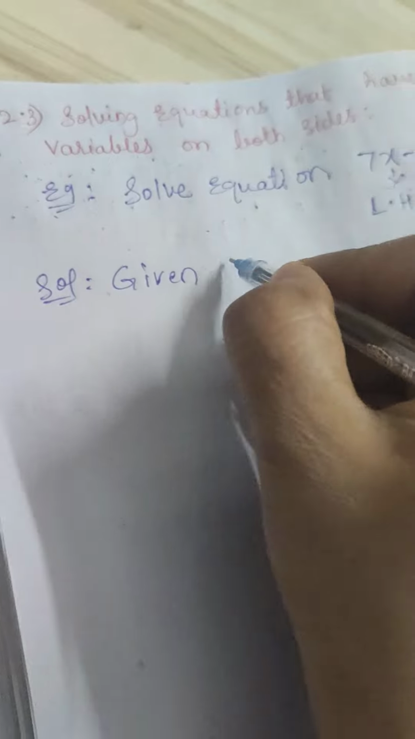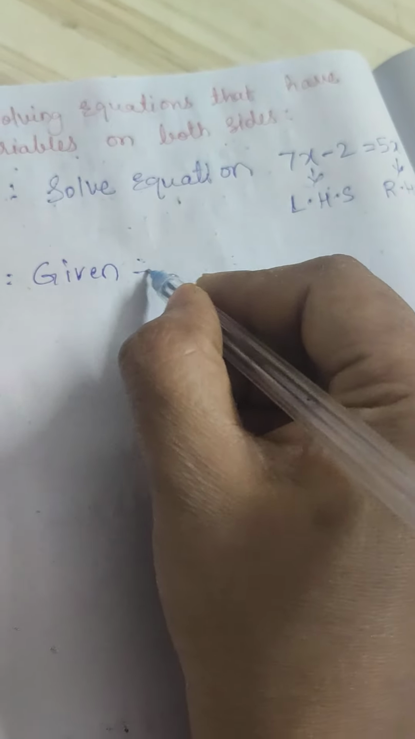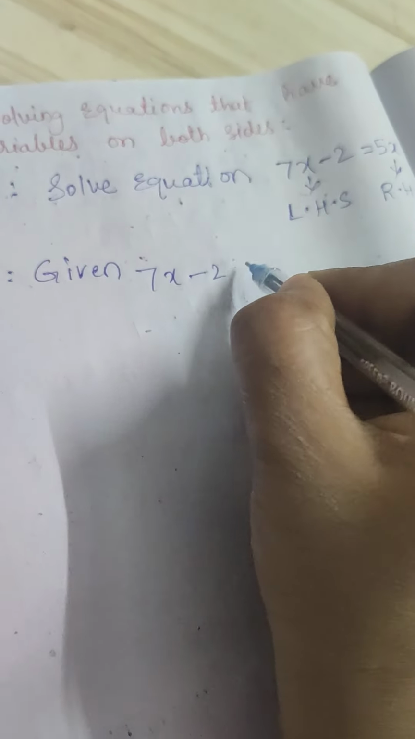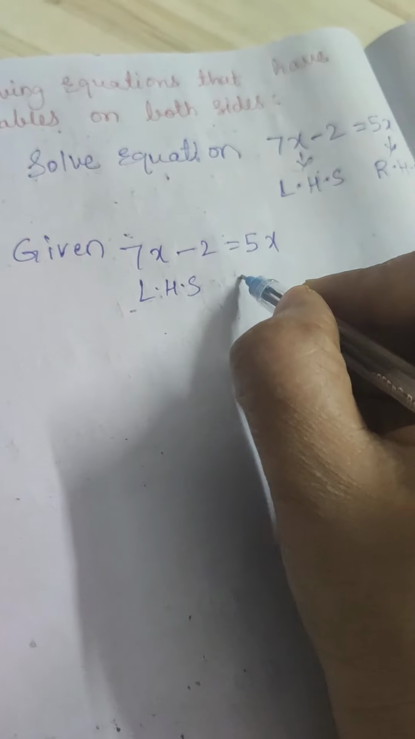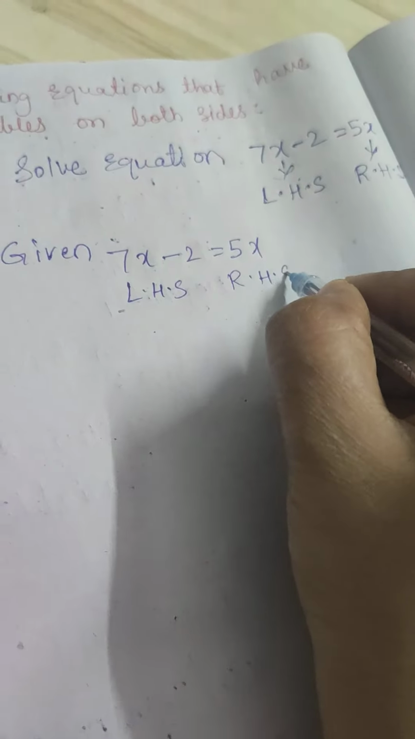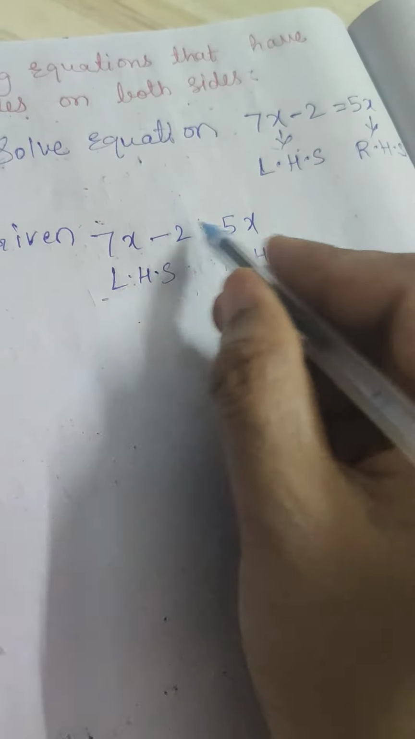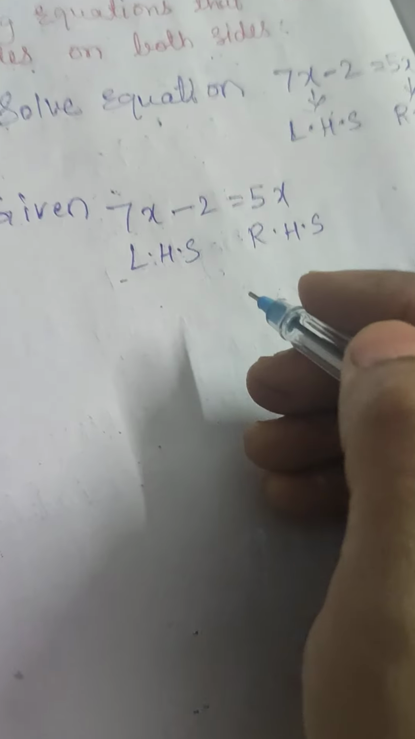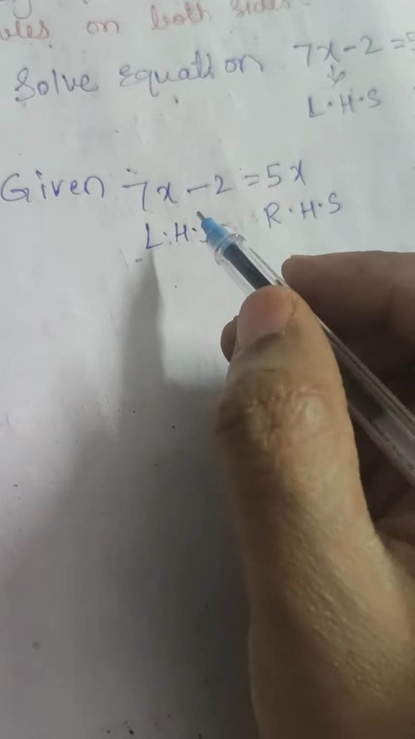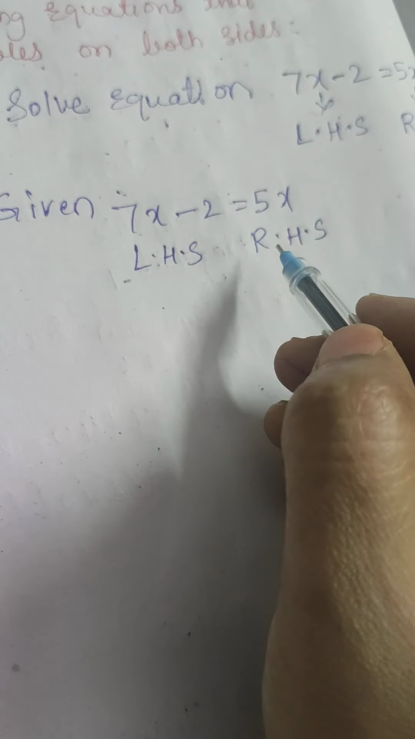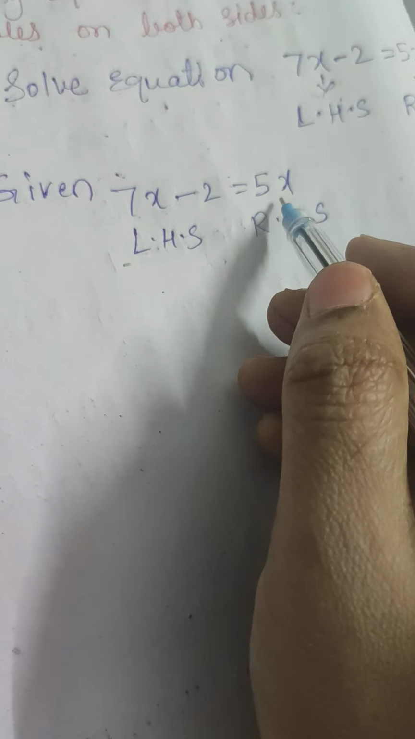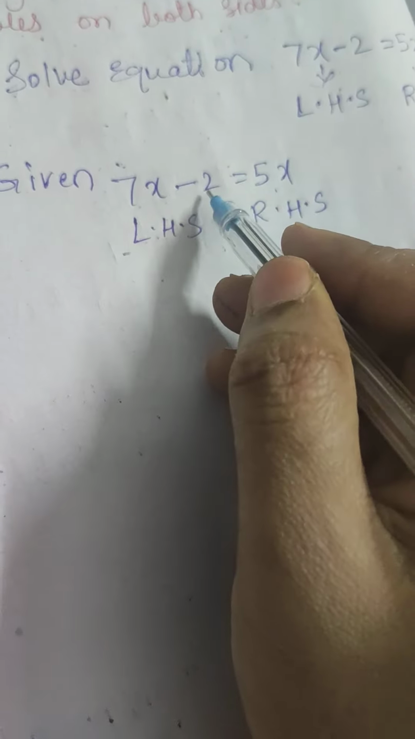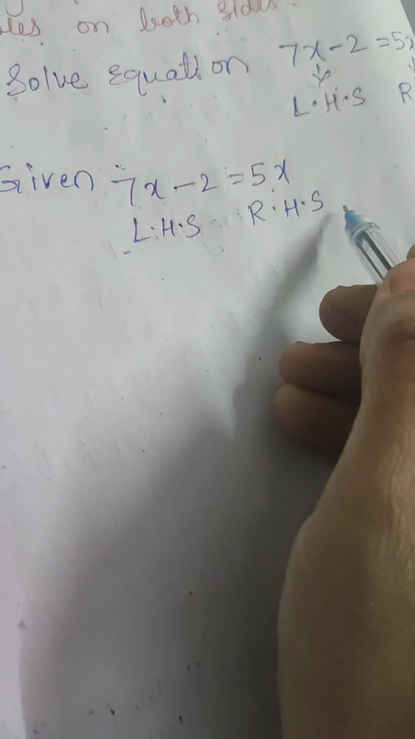What is the given equation? 7x minus 2 is equal to 5x. This is left hand side and this is right hand side. We are having variables on both sides. Now let us start doing the solution. Move this variable to the left hand side, that is, transpose this to the left hand side and this constant to the right hand side.